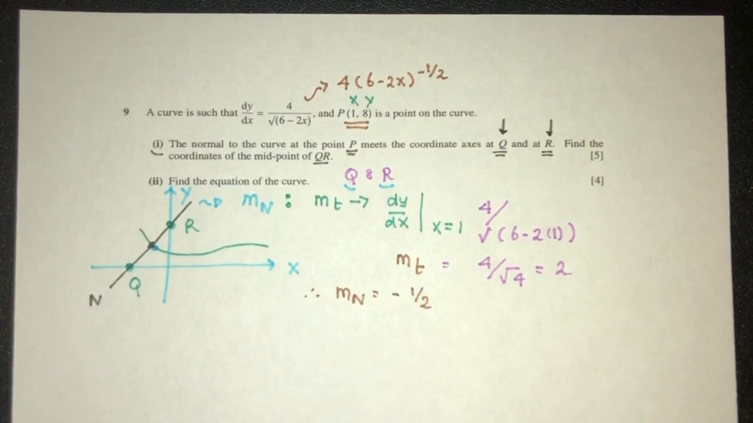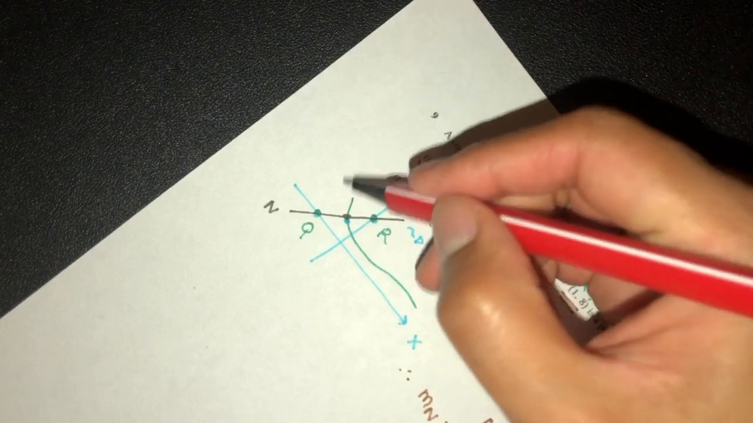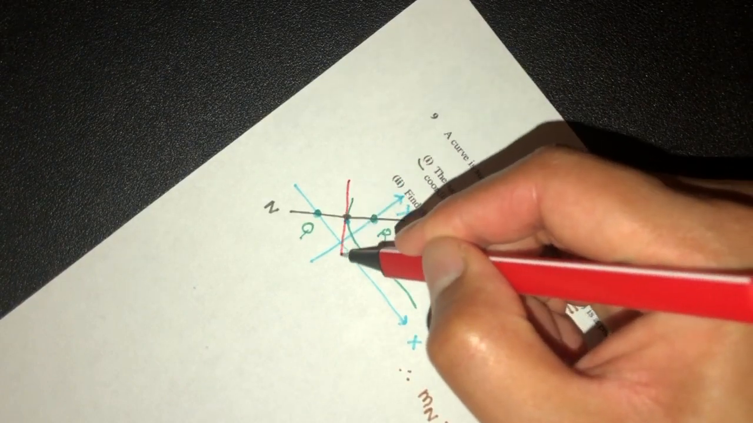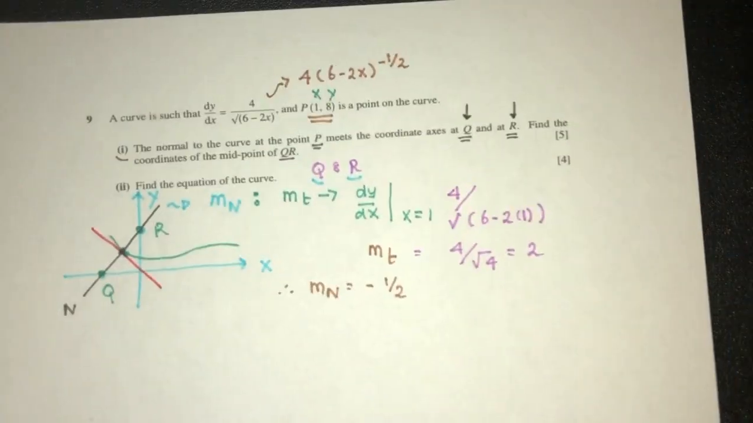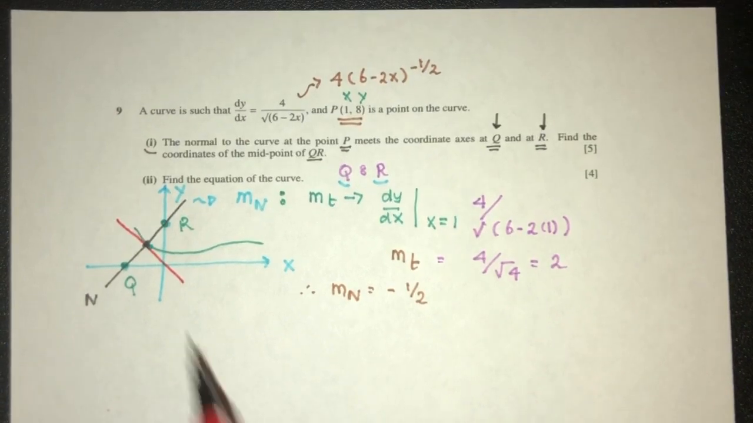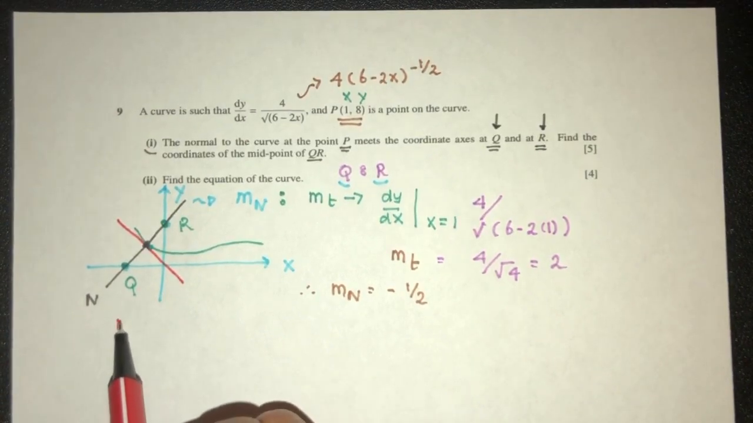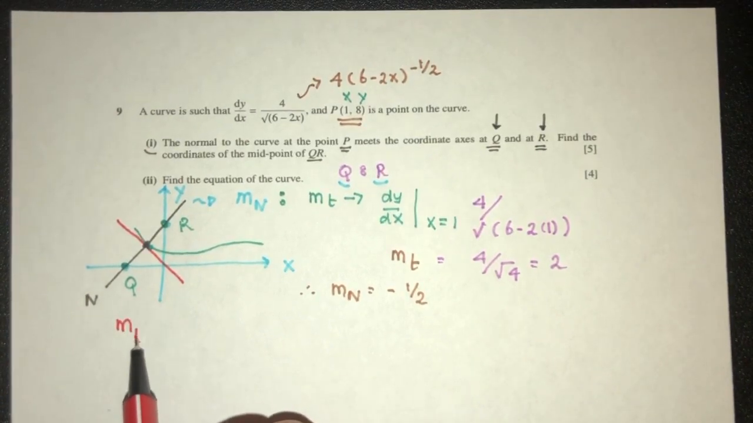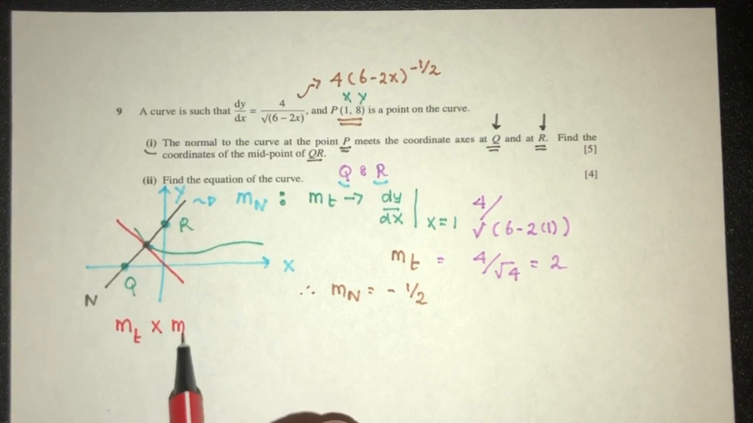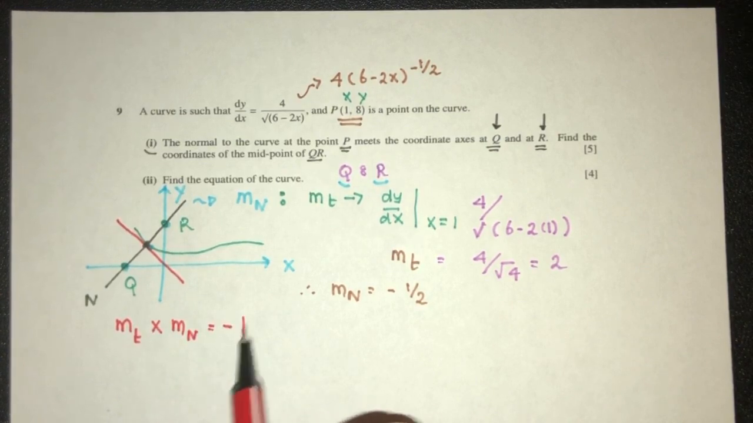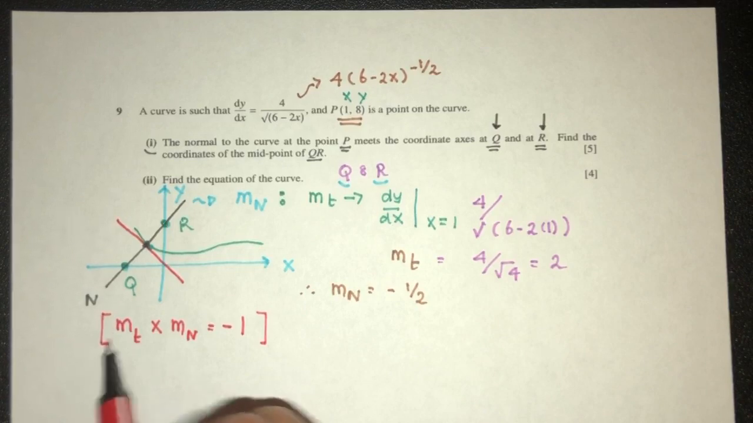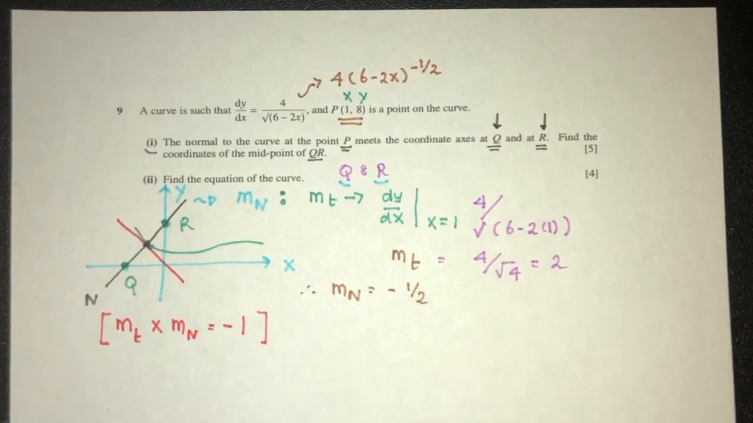The main idea behind this is that we know they are perpendicular to each other. Again, tangent and normal are at right angles to each other. Because of that, we can use this relationship: gradient of tangent multiplied by gradient of normal is supposed to give you minus 1. So because of that, we were able to derive this value.